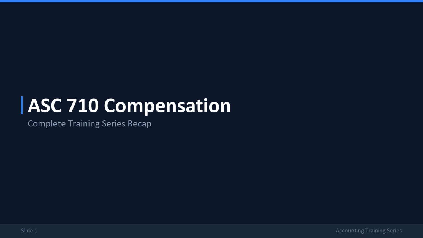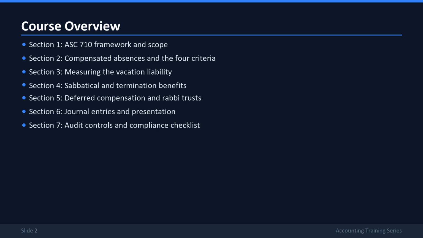This video summarizes all 7 sections of the training series, covering the general compensation framework, compensated absences, vacation liability measurement, sabbatical and termination benefits, deferred compensation and rabbi trusts, journal entries and presentation, and audit controls and compliance. Use this recap as a consolidated review before assessments or as a quick reference refresher. This recap covers all 7 sections.